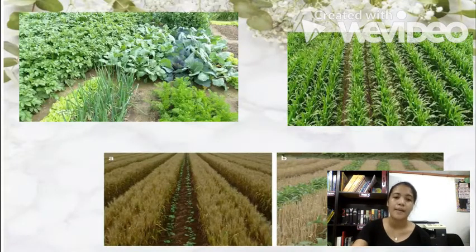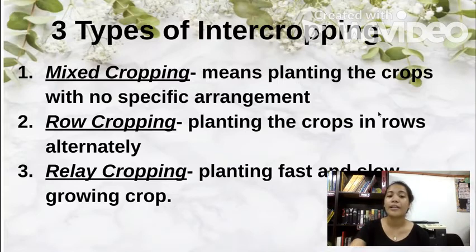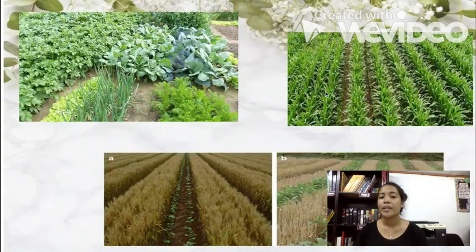It's mixed. Okay, so another one, we have row cropping. When we say row cropping, class, this is different. Planting the crops in rows alternately. So for mix, it's not well arranged. For row, it's well arranged. All right. So look, example, the picture number two. This one. Okay, that's an example. It's well arranged, right?